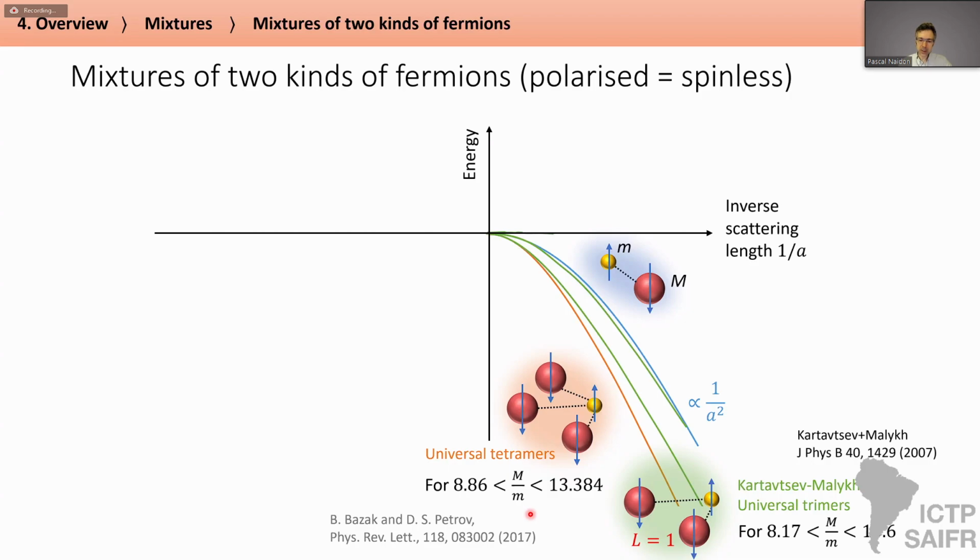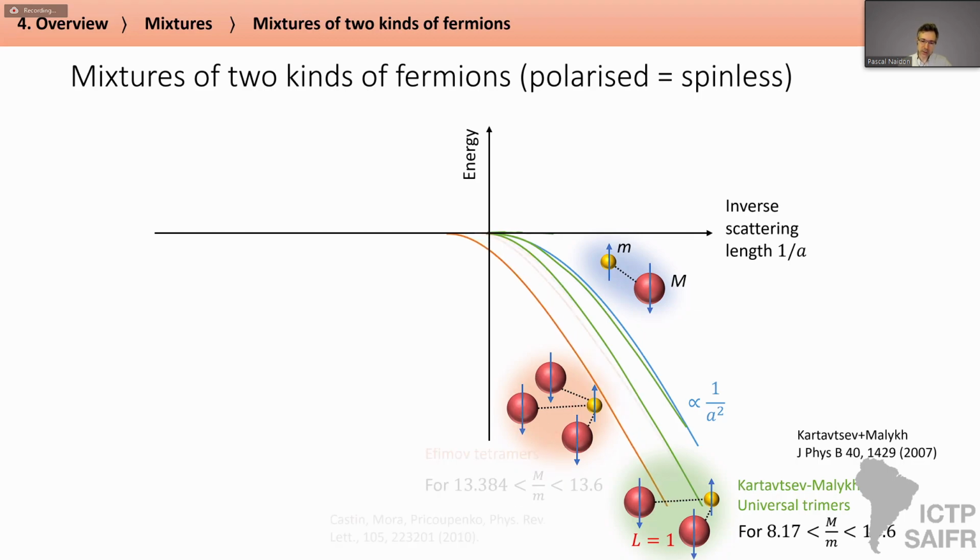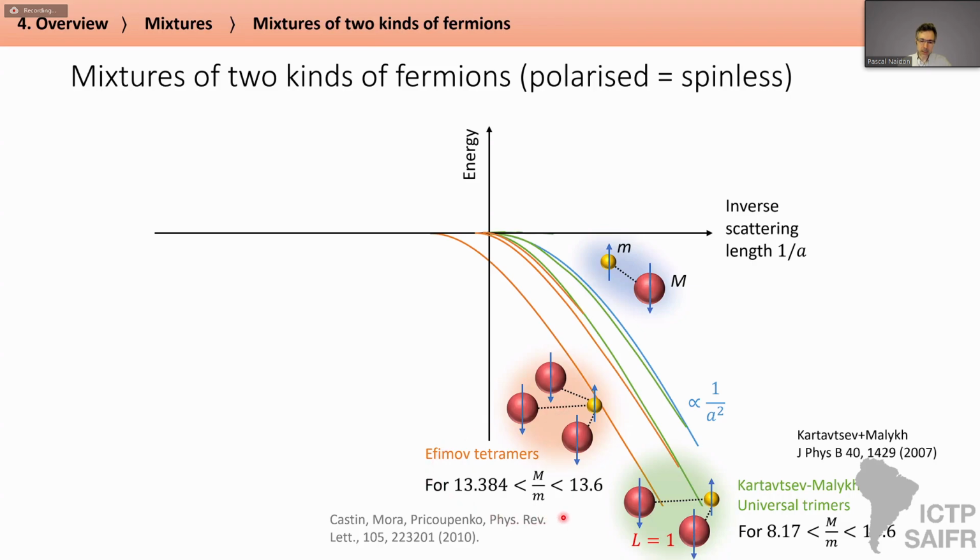And something interesting happens beyond this mass ratio. If you increase the mass ratio, it means that the light particles can move more freely between these heavy particles and can mediate a stronger and stronger interaction. And at some point, interestingly, this particle can mediate a scale invariant interaction, like in the three-body Efimov effect.